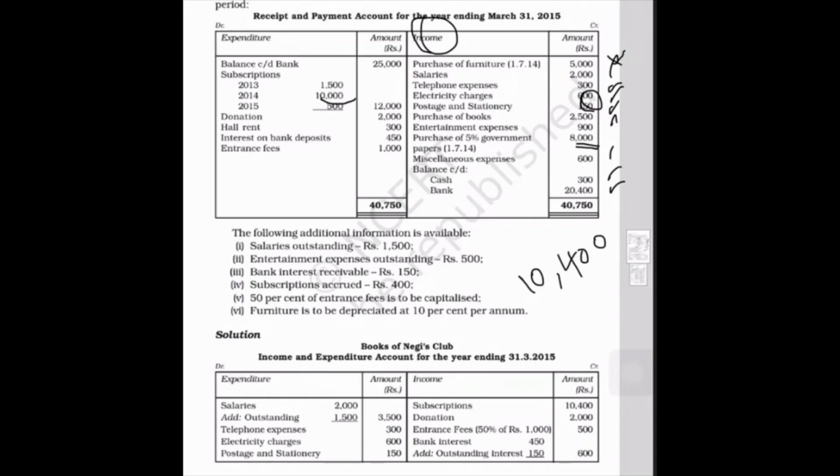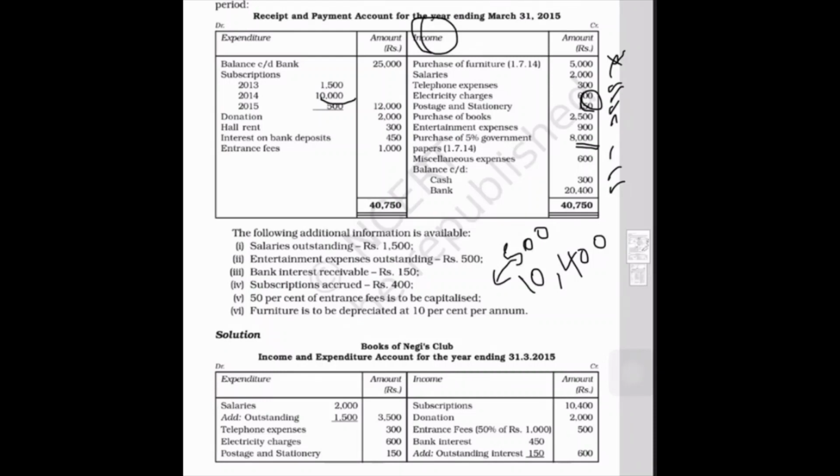If it is mentioned about the capitalization, we have to take only the revenue nature in case of income and expenditure account. So entrance fees how much? Entrance fees 1,000 rupees. So 50% should be capitalized, means 50% of 1,000, that is 500, should be capitalized, means the entrance fee 500 should go to the liability side and then the remaining 500 rupees to go to income and expenditure account.